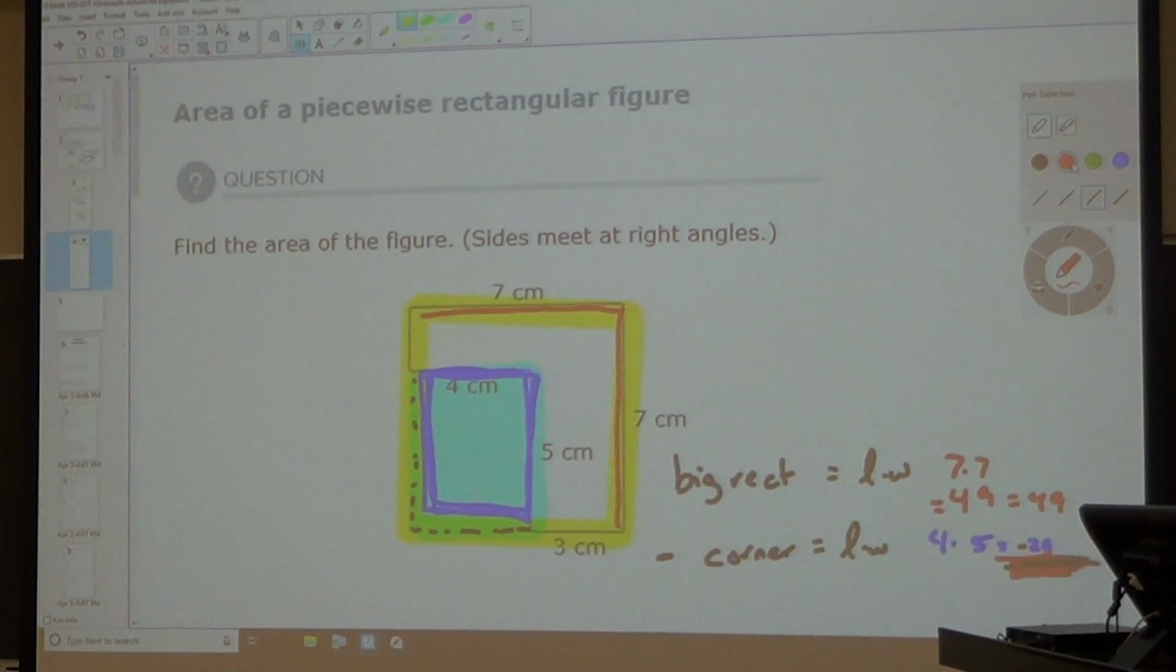All right, 29 is gonna be my answer to that one. I gotta wait for them to get my pen situated. 29 is the answer to that one. 29 centimeters. Centimeters squared, because it's area.